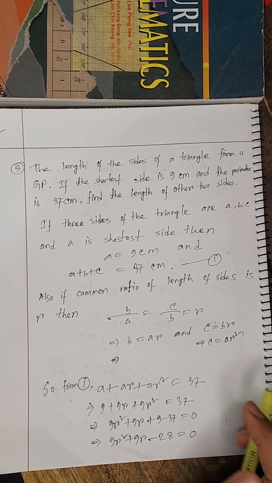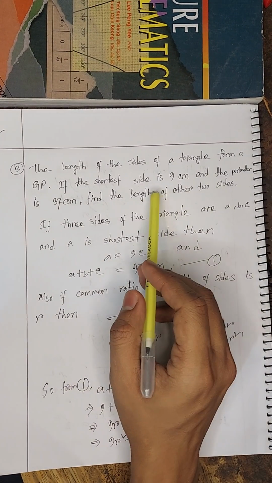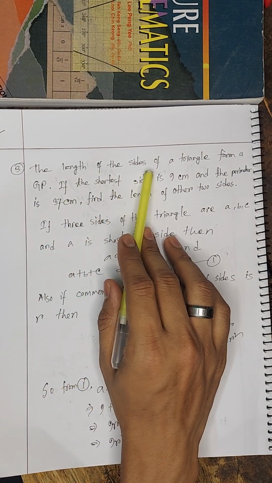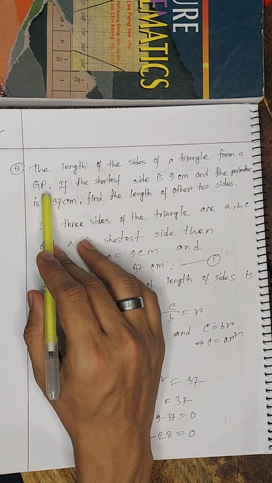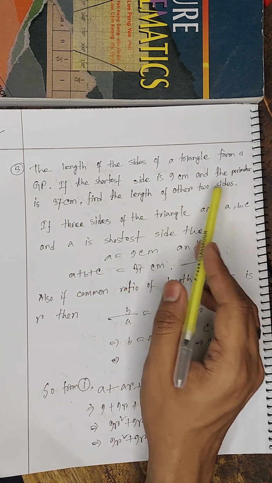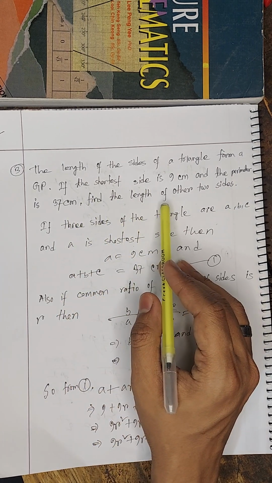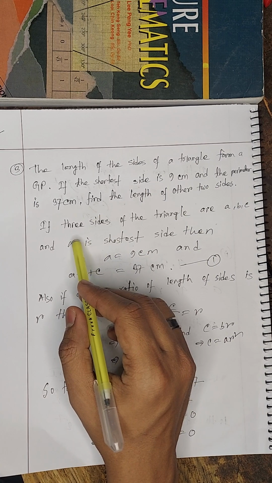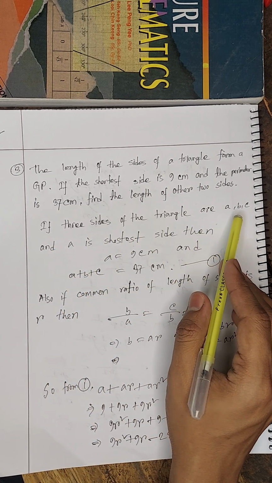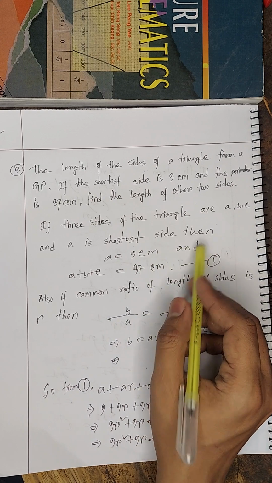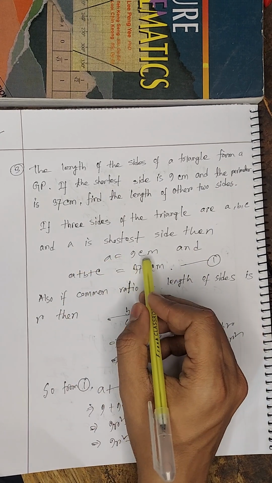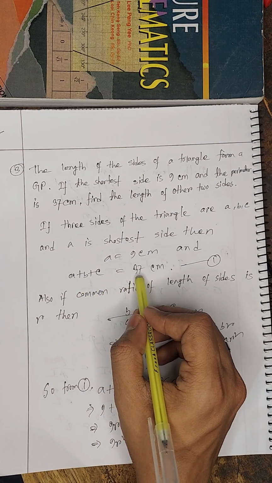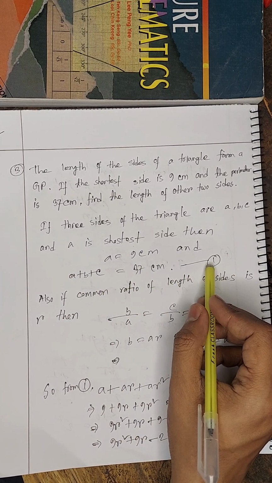Now we have another problem here. This is a word problem. The problem is: the lengths of the sides of a triangle form a geometric progression. If the shortest side is 9 cm and the perimeter is 37 cm, you have to find the lengths of the other two sides. We know if the three sides of the triangle are A, B, C and A is the shortest side, then according to the question, A will be 9 cm and the perimeter, that is A plus B plus C, will be 37 cm. And this is equation 1.